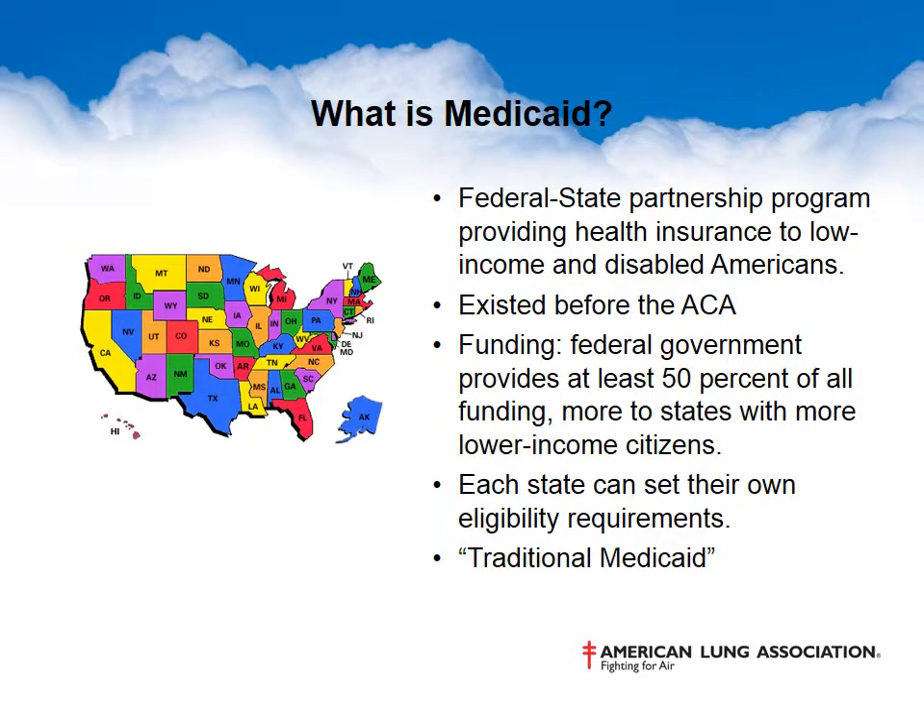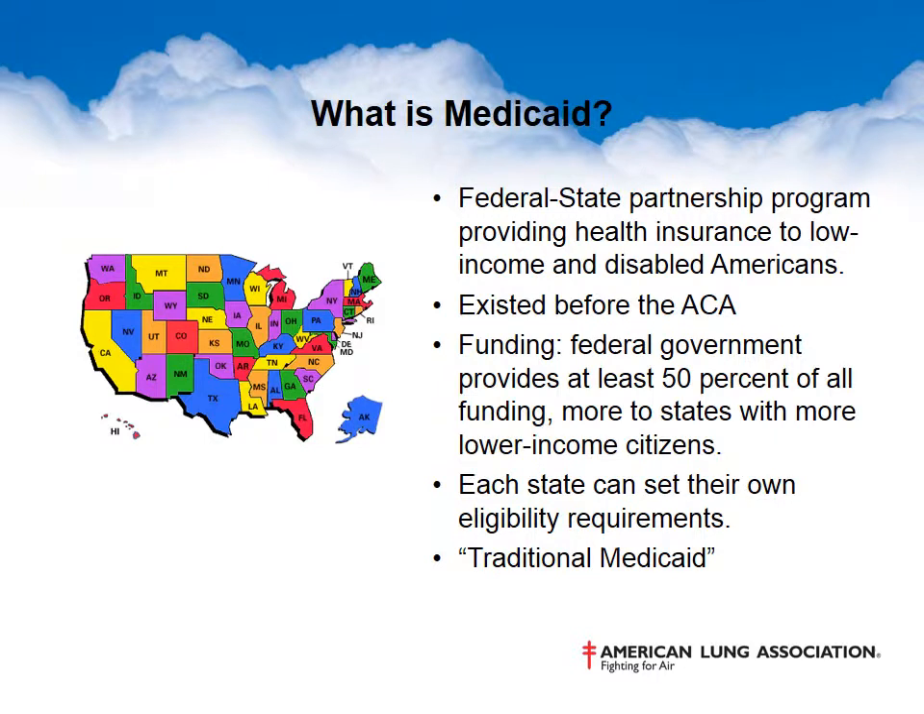So what is Medicaid? Medicaid is a federal-state partnership program that provides health insurance to low-income and disabled Americans. Medicaid is not new with the Affordable Care Act. It existed long before, and was created many decades ago. The funding for this program is joint. It comes from the federal government and state governments. The percentage of funding varies depending on the state.